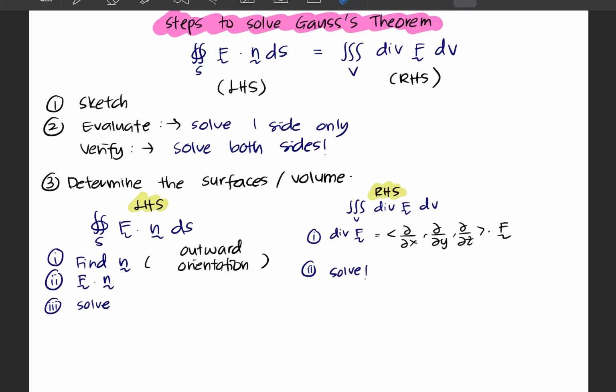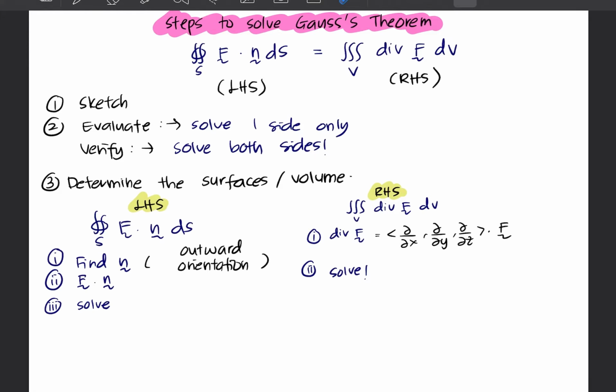These are the steps to solve Gauss theorem. We have the left hand side, the surface integral, and the right hand side, the volume integral. The first step is to sketch. You have to sketch your graph or your figure or your solid region. Then refer to the question, evaluate or verify. If the question asks you to evaluate the left hand side, then you must calculate the right hand side. If the question asks you to evaluate the right hand side, then you must calculate the left hand side. If the question asks you to verify, then you must solve both sides. You must show both sides.